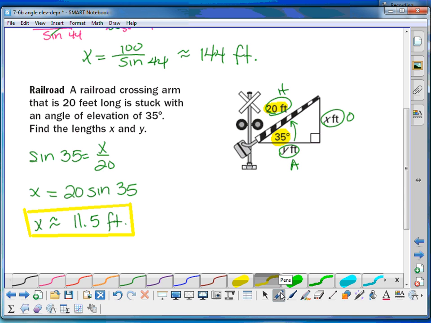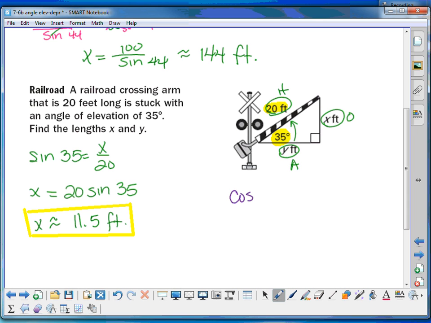And then, if I look at y, y is the adjacent, and I have the hypotenuse, so I'm going to use cosine to find y. The cosine of 35 is the adjacent over the hypotenuse, so y over 20. Multiplying both sides by 20, y is 20 times the cosine of 35. And when you put that in your calculator, it's approximately 16.4 feet.